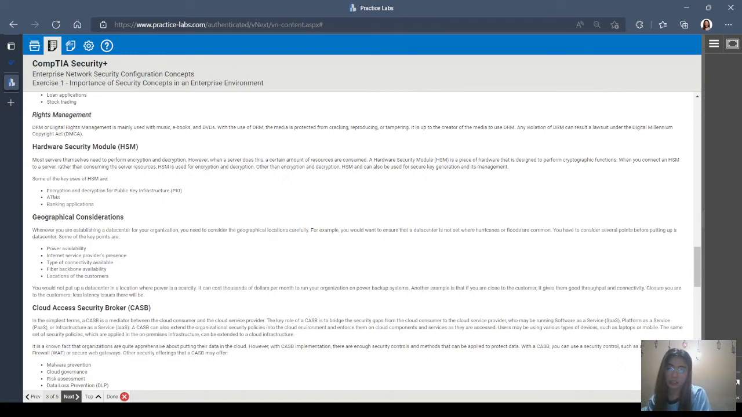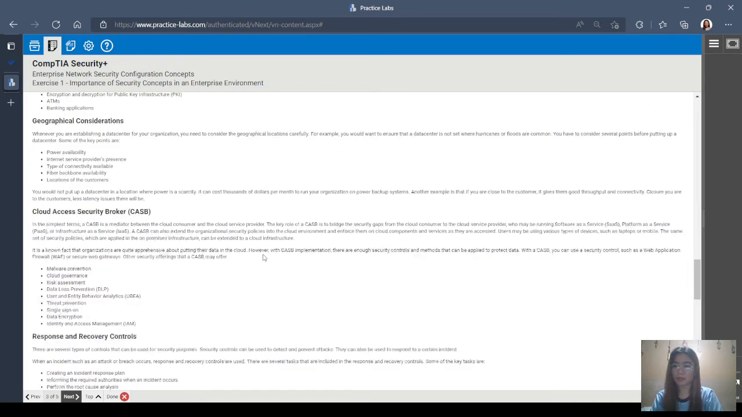Geographical considerations. Whenever you are establishing a data center for your organization, you need to consider the geographical location carefully. For example, you would want to ensure that a data center is not set where hurricanes or floods are common. You have to consider several points before putting up a data center. Some of the key points are power availability, internet service provider presence, types of connectivity available, fiber backbone availability, and location of the customers.